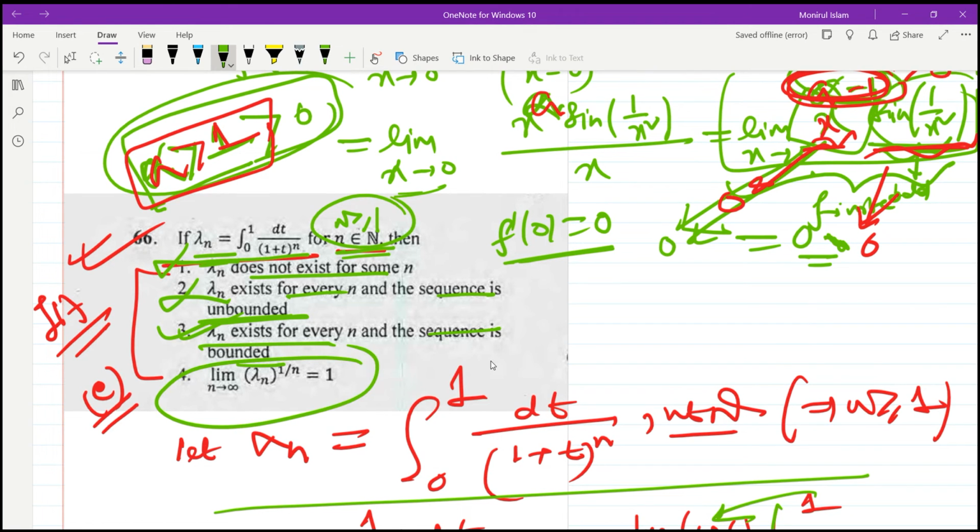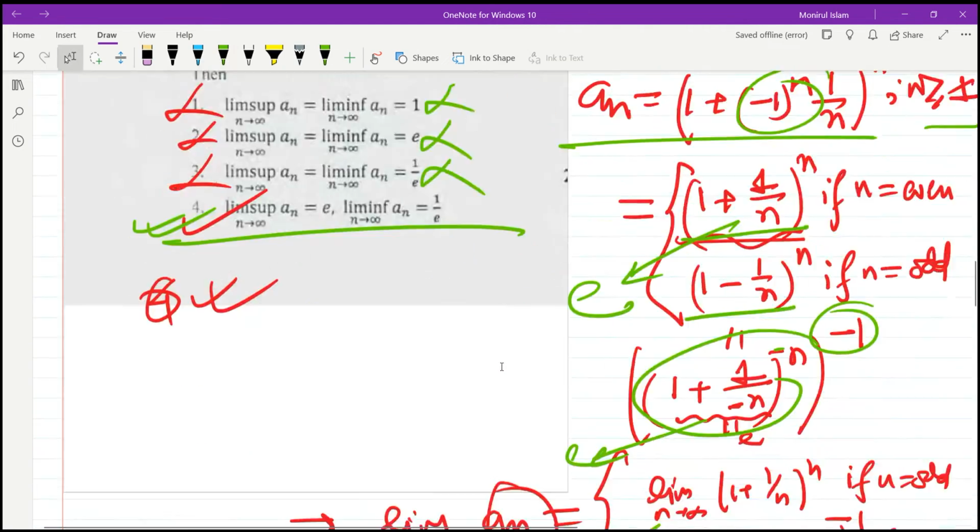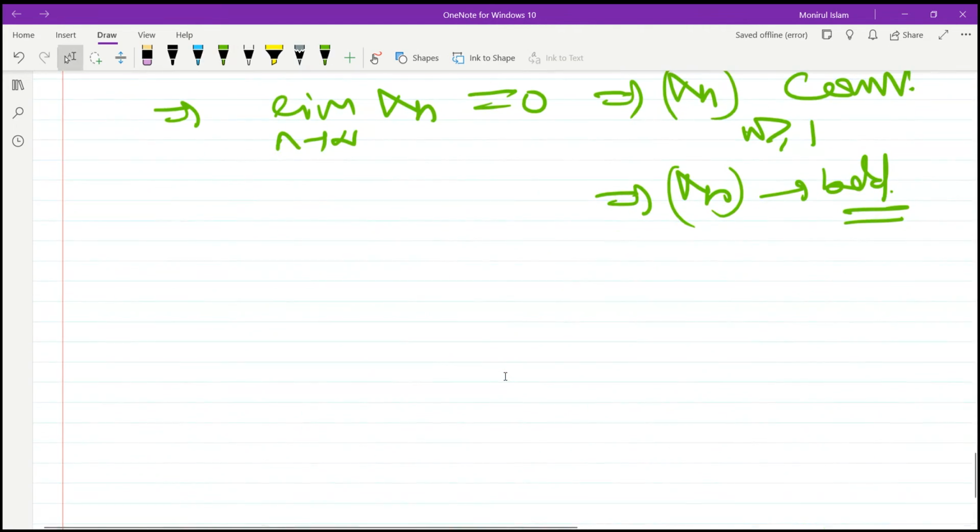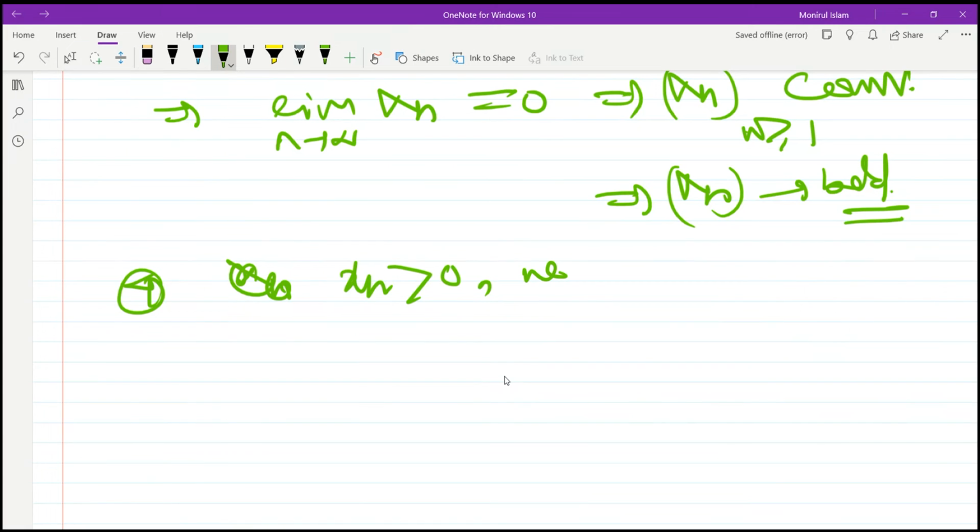Now we have to verify option 4: limit of lambda n to the power 1 by n is 1. To verify this, we know a result, and I'm writing that result. If xn is a sequence of positive terms, then this result will hold.